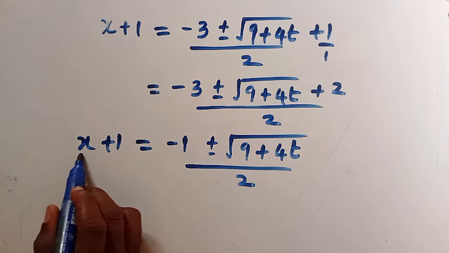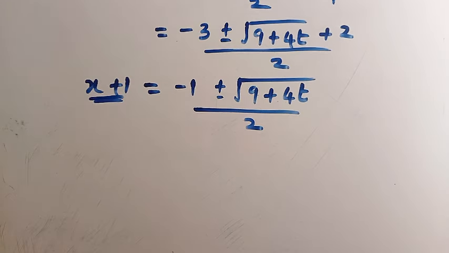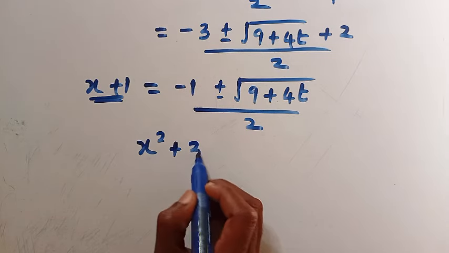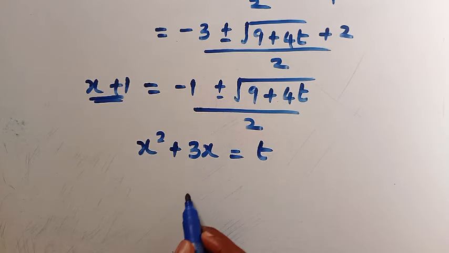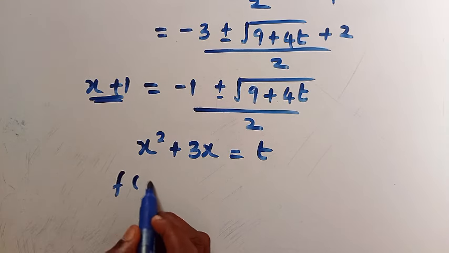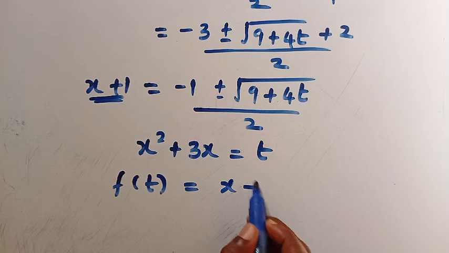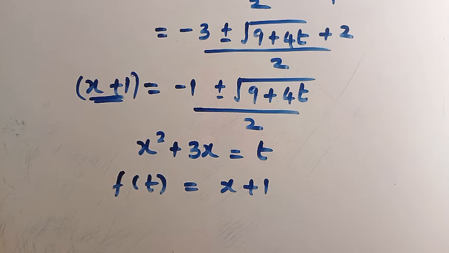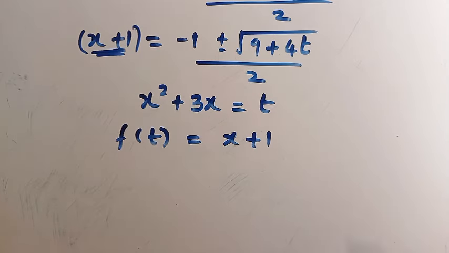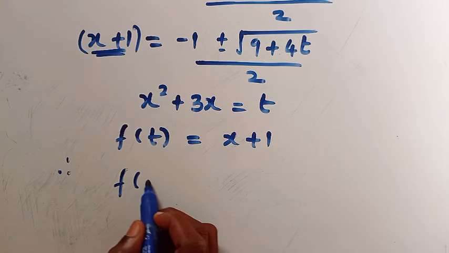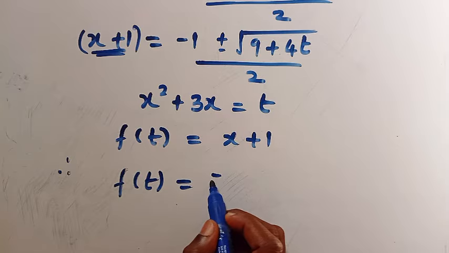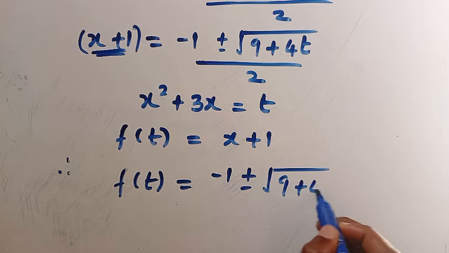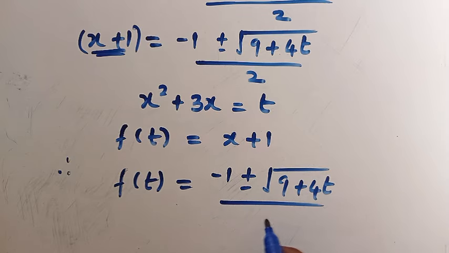But what is the equivalent value of x plus 1? It's very simple. From where we let x squared plus 3x equal t, it shows that we are going to have f of t equals x plus 1. So therefore, x plus 1 here is the result of f of t. So we are going to replace everything with f of t equals minus 1 plus or minus the square root of 9 plus 4t divided by 2.